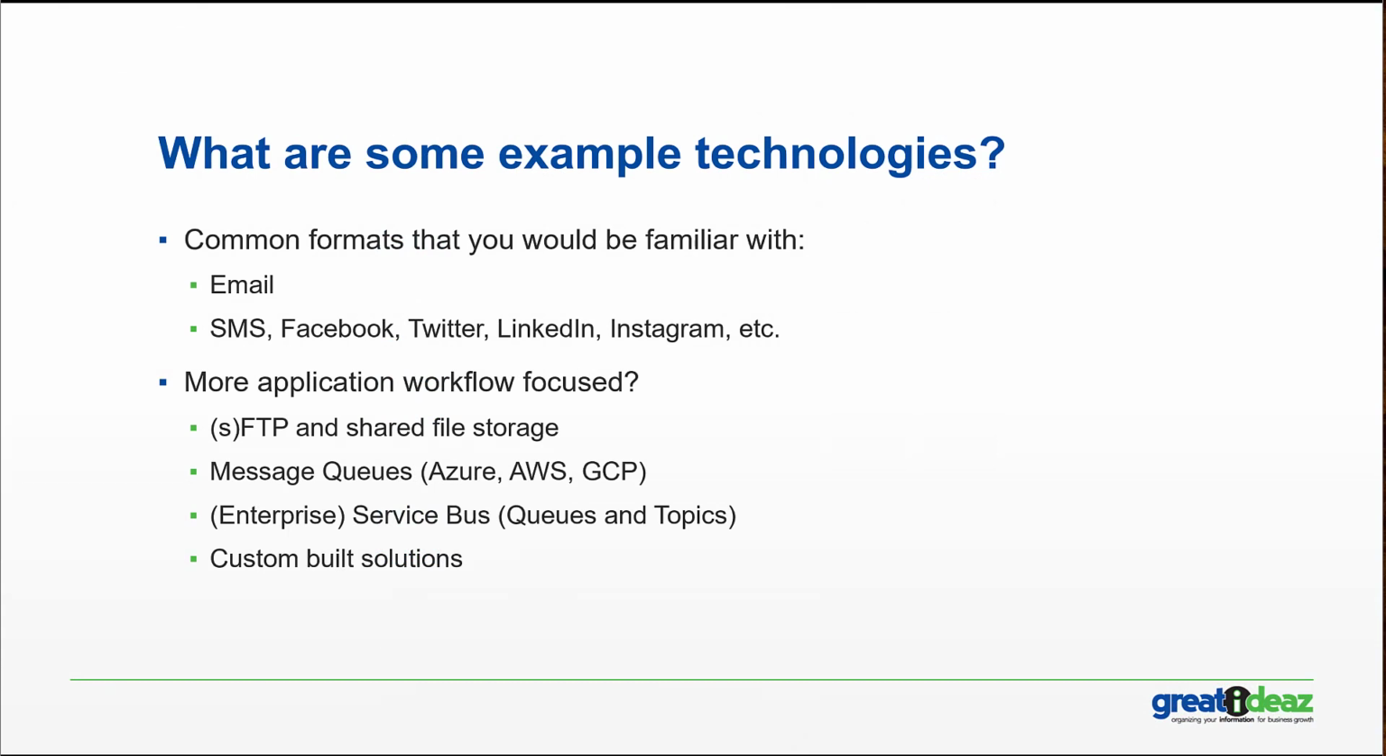So we started with email. It's a common format that anybody is familiar with at this point. But when you think about it, messaging is anything. It's SMS, it's Facebook messages, it's Twitter messages, it's LinkedIn, it's Instagram, anything where a person is sending a message to another person. So any of our communication protocols that we use on social media essentially fall under this asynchronous messaging technology. About the only one that doesn't is a phone call.